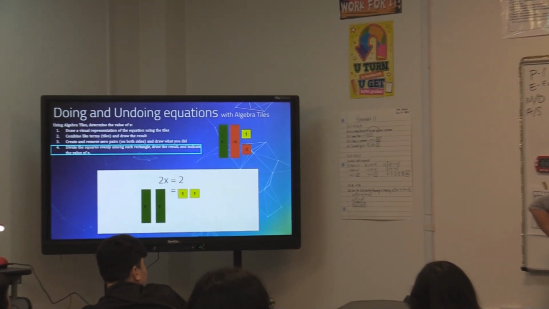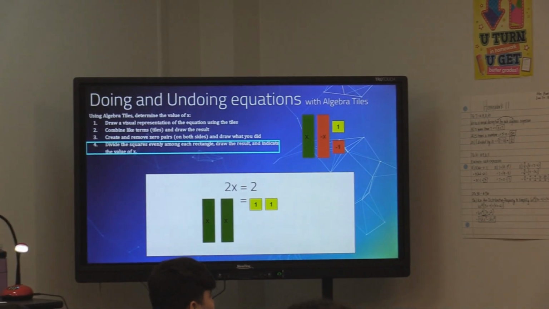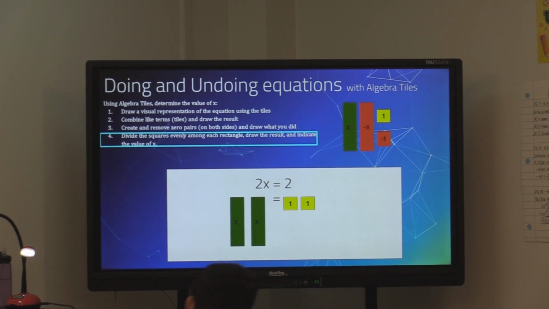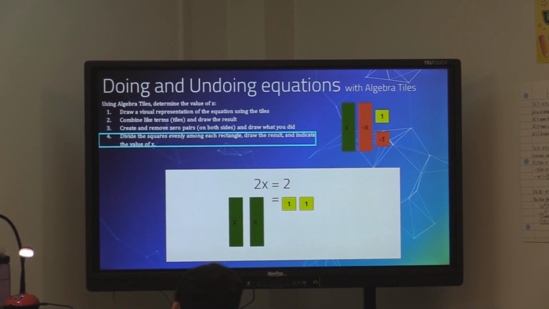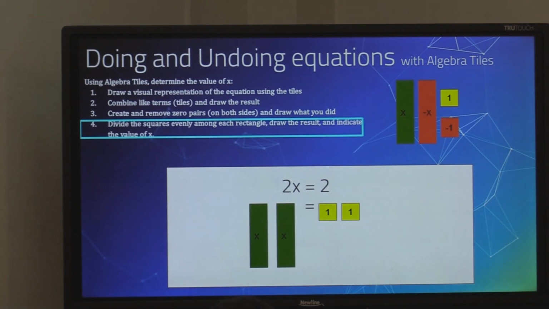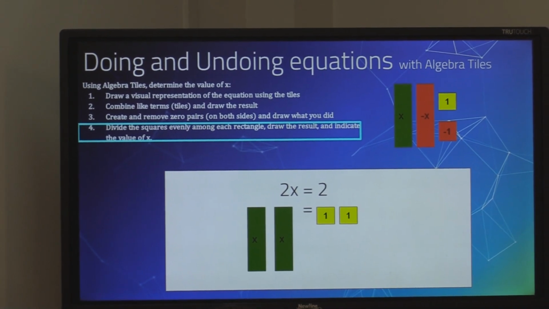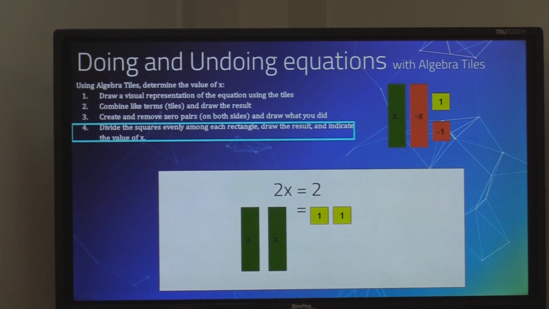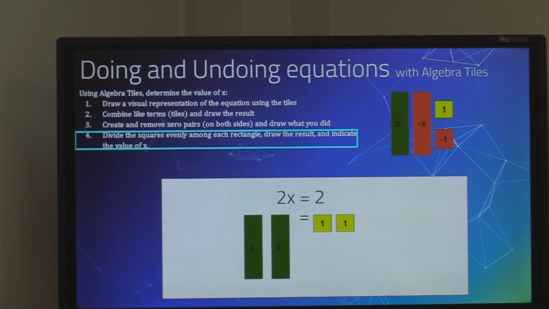One. How'd you know that? Because you're smart. But tell me why. You've got to justify. Why is it 1? You are correct. Why is it 1? He saw you raise your hand. Tell me, why is the value of x 1?